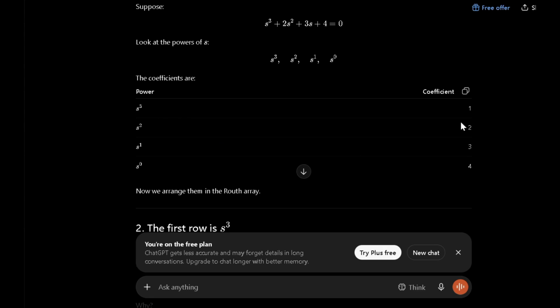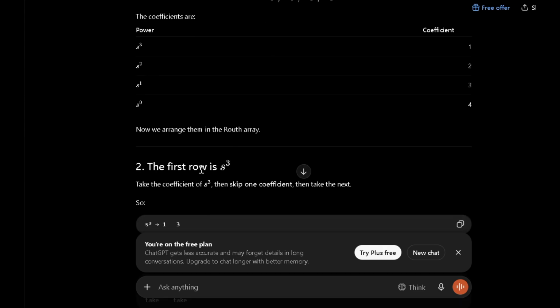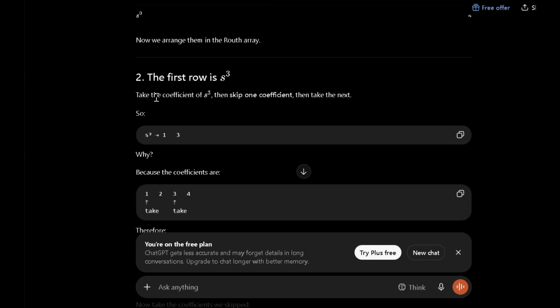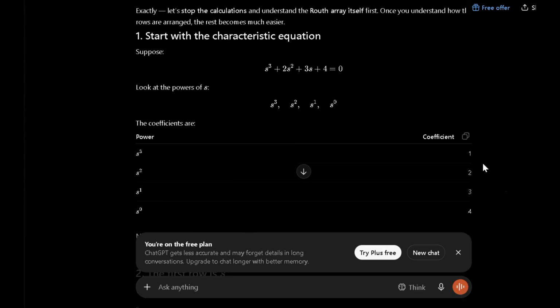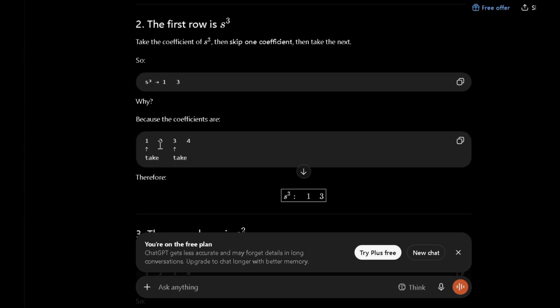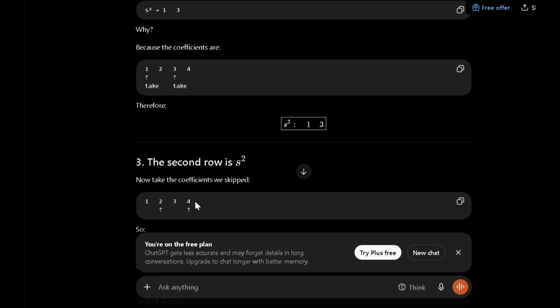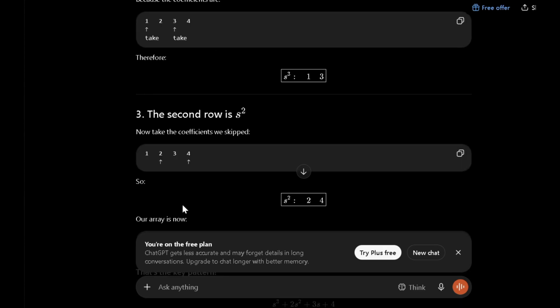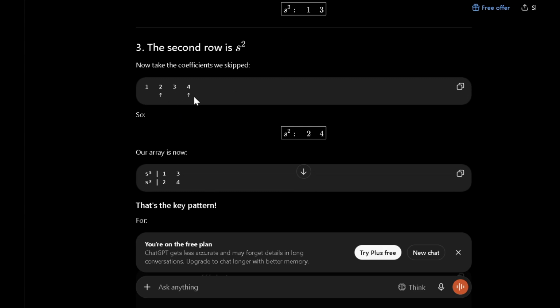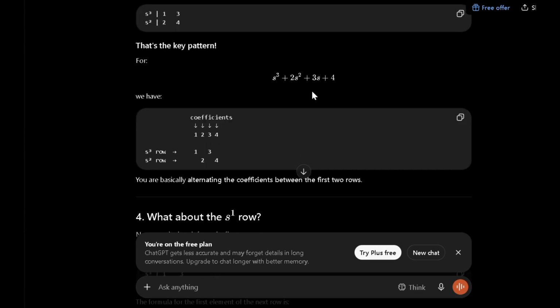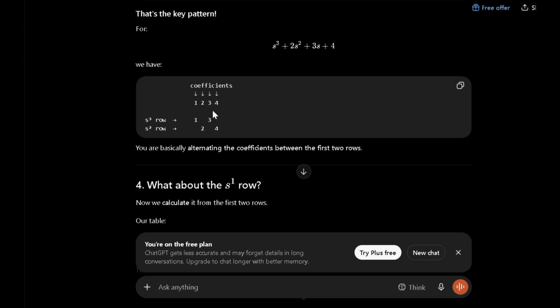The first row is S cube. Take the coefficient of S cube, then skip one coefficient, then take the next. We take the coefficient of the first term, then skip the next, and the second row has the remaining ones. So the first row S cube takes 1, 3, and this is the Routh array. That's the key pattern for S cube. We have coefficients 1, 2, 3, 4, and we are basically alternating between two rows.